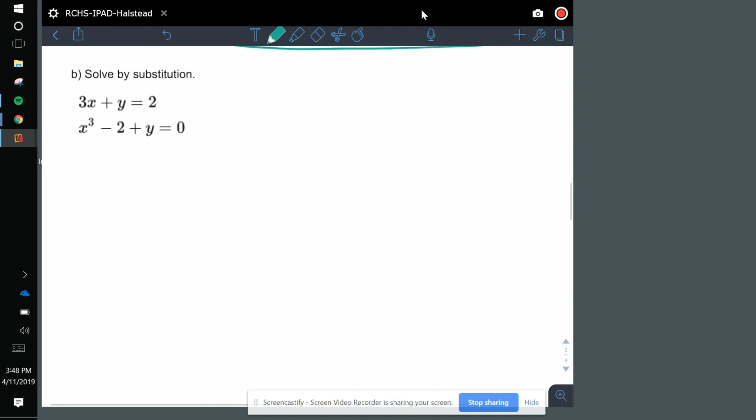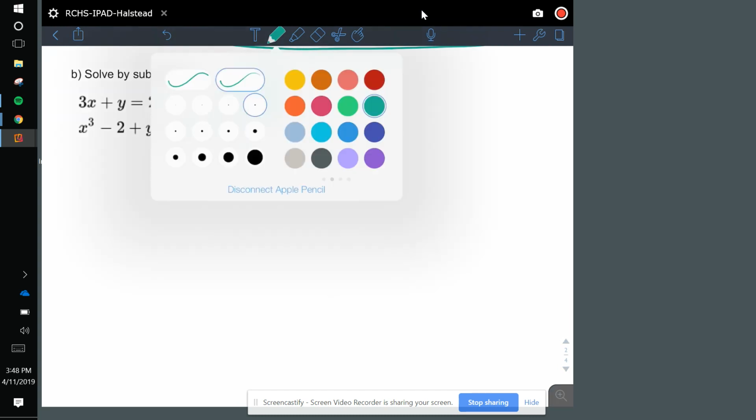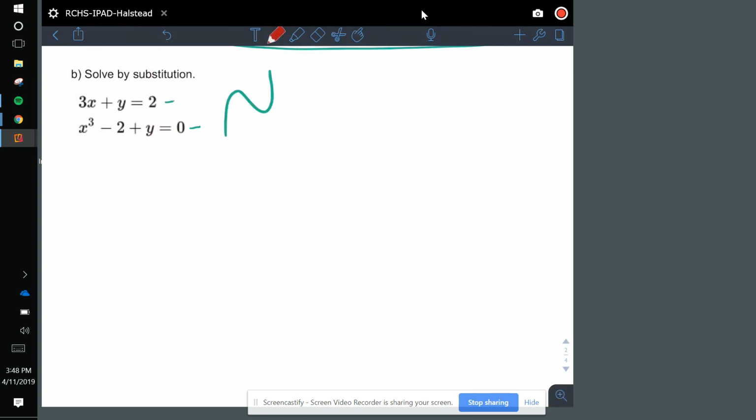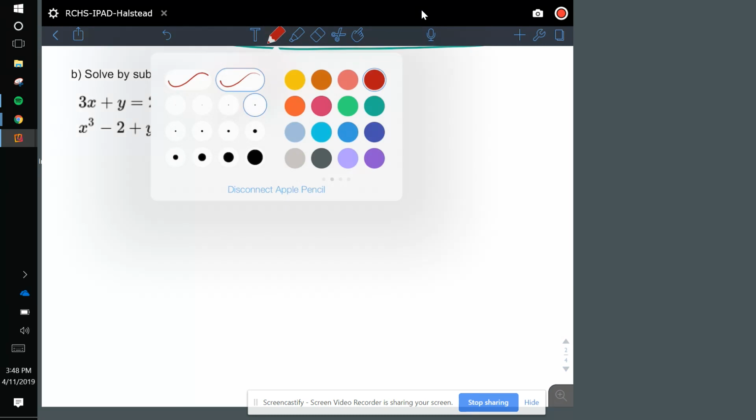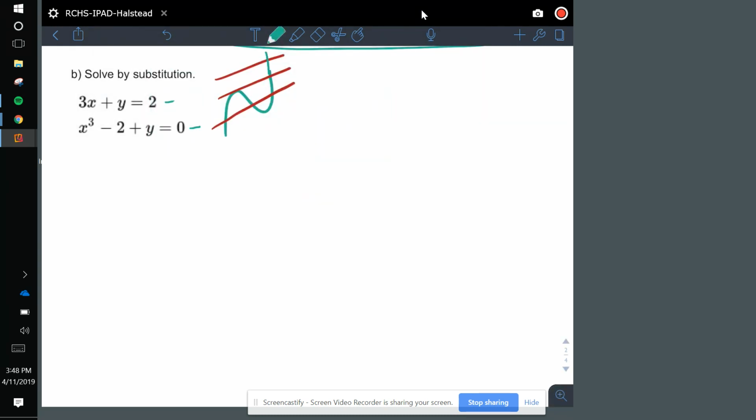Next. So this one is a cubic. So the bottom one's a cubic and a line. So I'm going to have something like this. And then I could have a line that either goes through 3 points, a line that goes through at 2 points, or a line that goes through at 1 point. Can I have 0 points? No, because at some point it's going to have to cross these arms here.